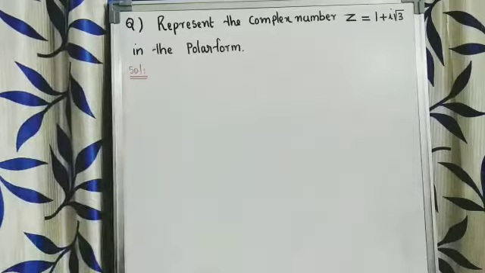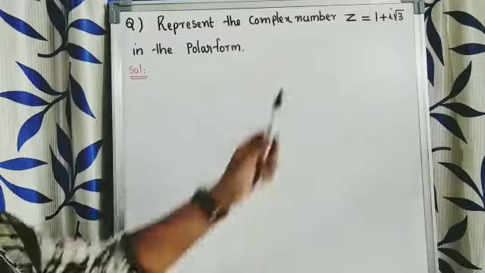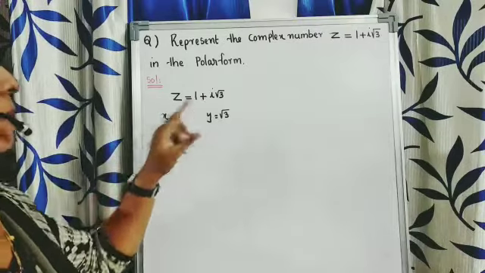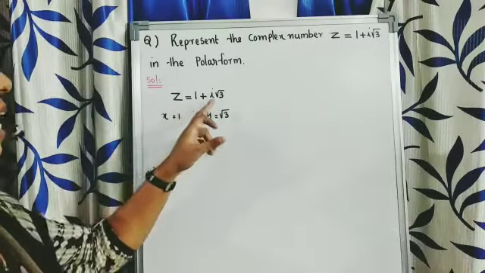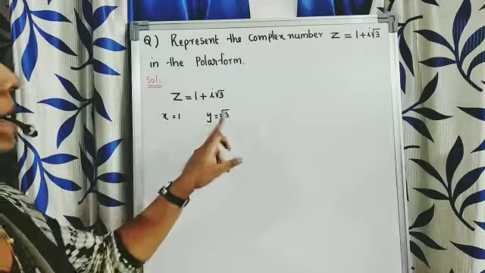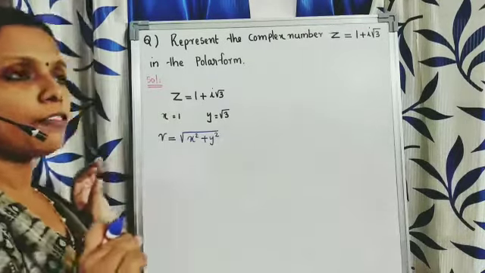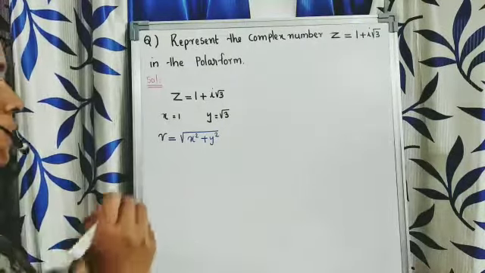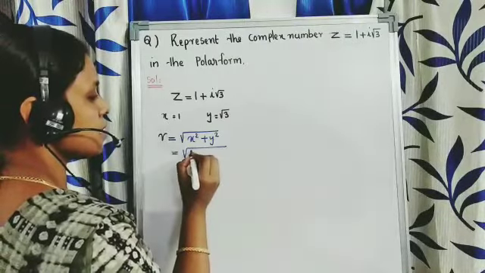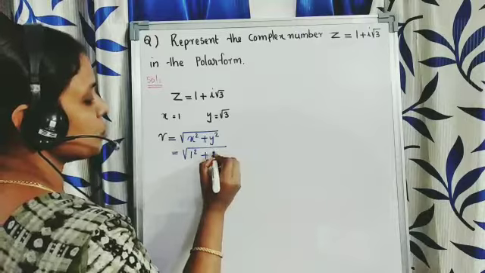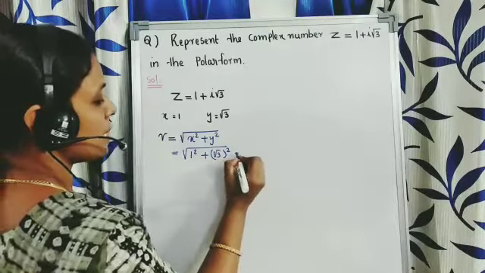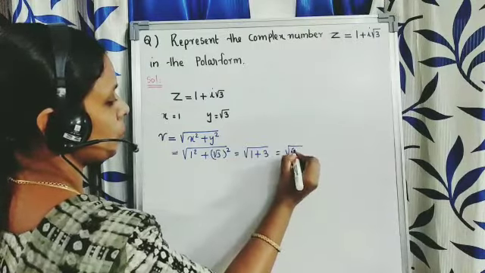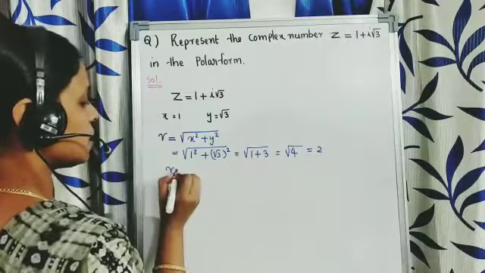Problem: represent the complex number z is equal to 1 plus i root 3 in the polar form. Given that z is equal to 1 plus i root 3, it is of the form x plus iy. Here x is 1, y is root 3. Now we have to find r. r is equal to root of x square plus y square, that is root of 1 square plus root 3 square, that is root of 1 plus 3, that is root 4, which is 2.